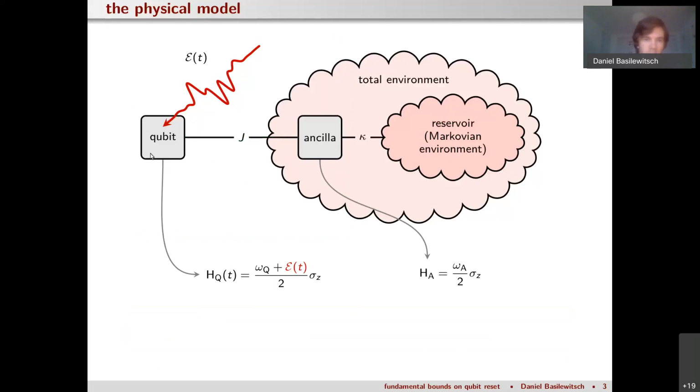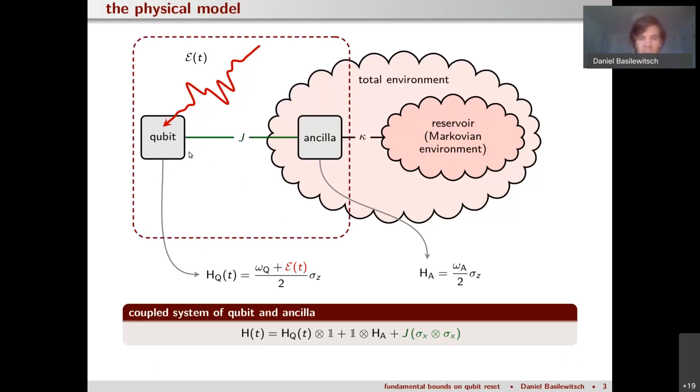So since we have the strong coupling and we are only interested in the dynamics of the qubit, that would require us to model the dynamics of the qubit as a non-Markovian dynamics, which is of course difficult numerically. So what we did here is that we considered numerically the system of qubit and ancilla, and we picked the Hamiltonian of this system to be omega_q tensor 1, 1 tensor omega_A, and then we assumed a coupling between qubit and ancilla by a coupling constant J and a coupling of sigma x times sigma x.